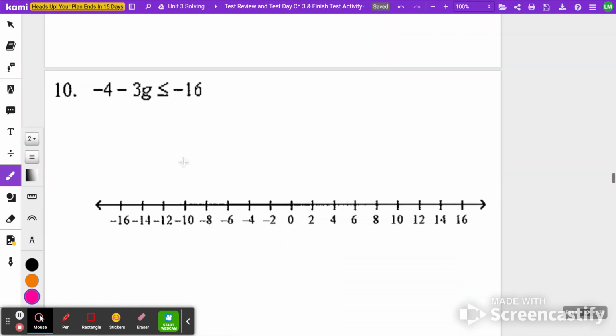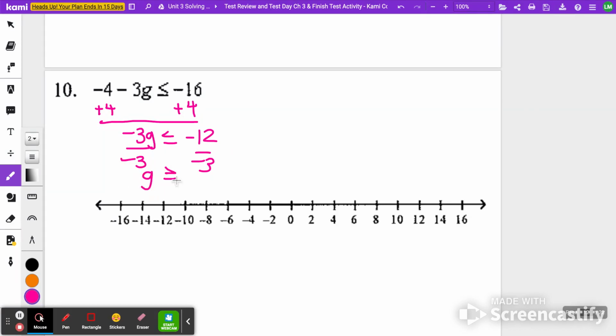Number 10, again solving, I would maybe start by adding 4 to each side. So now I have negative 3g is less than or equal to negative 12. Dividing both sides by negative 3 means I have to flip my inequality symbol, so g is greater than or equal to 4. That is a closed circle pointing right.